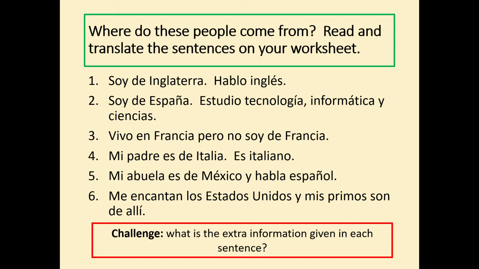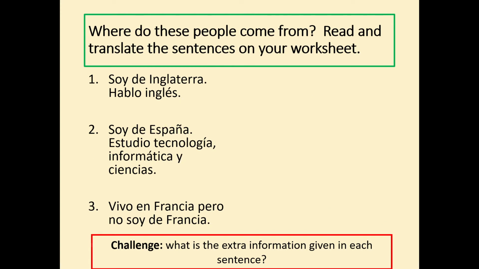Vale, vamos a ver las respuestas para este ejercicio. So number 1, guys. Soy de Inglaterra. Hablo inglés. In the green box, our question was to work out where these people are from. And that one is England in this case. Soy de Inglaterra. And the challenge in red, I speak English.